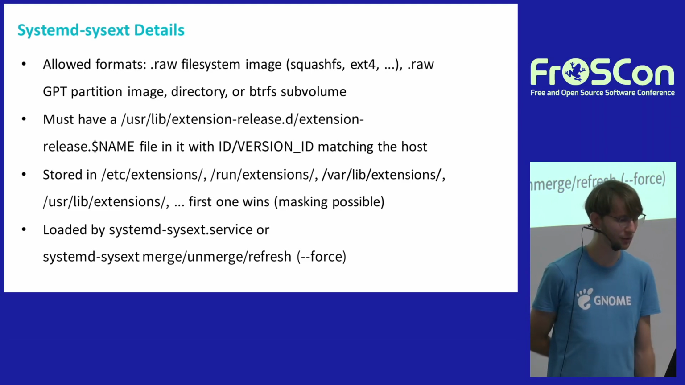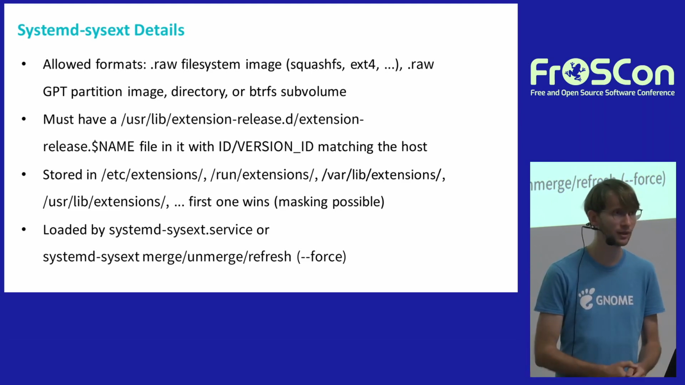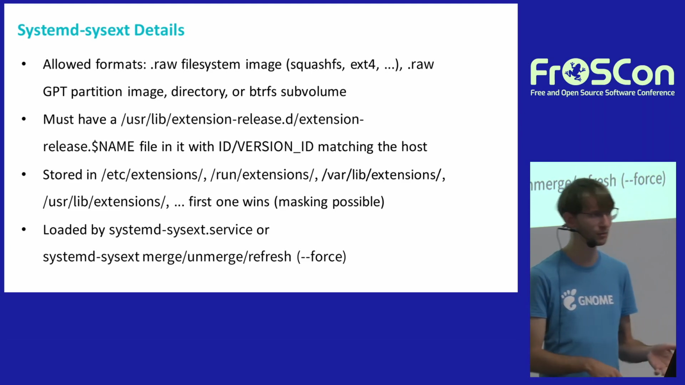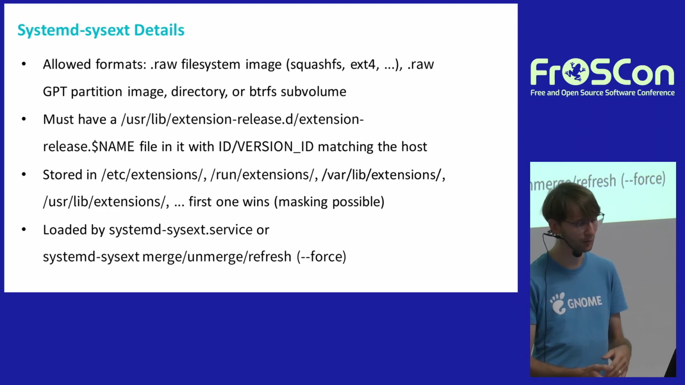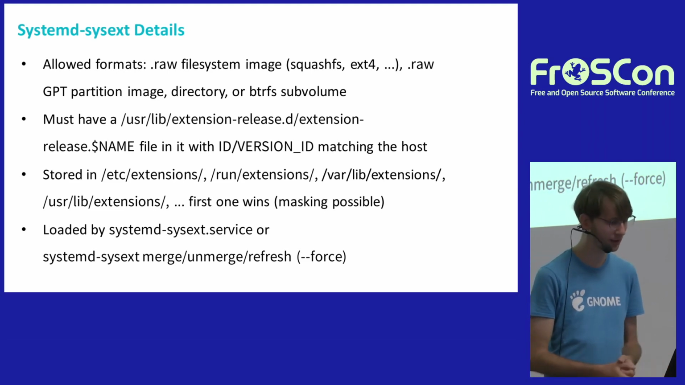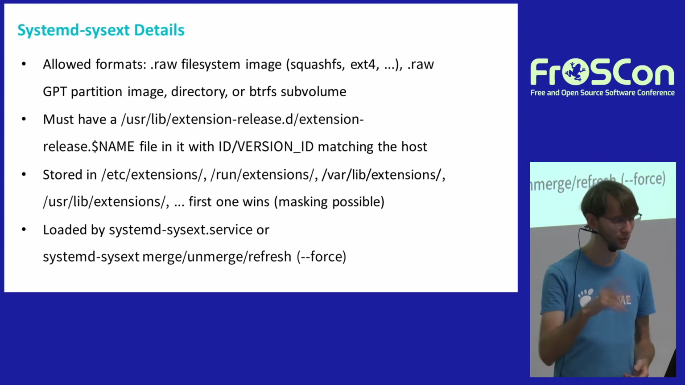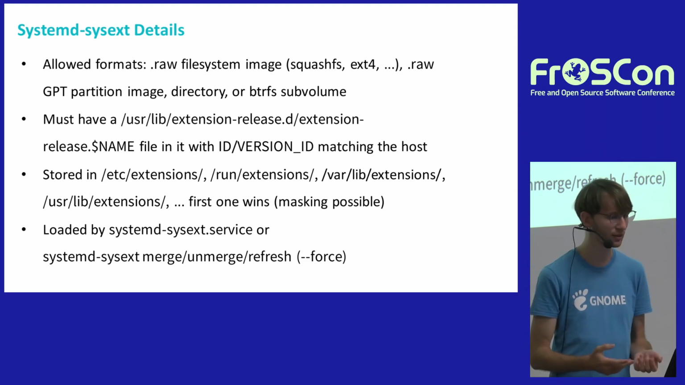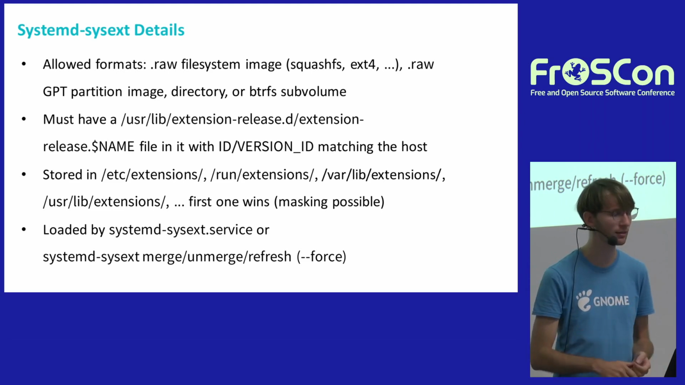Then from there it gets loaded by the systemd-sysext service, or you can also use the command directly: systemd-sysext merge to set up the overlay mounts, unmerge to unmount them, and then refresh to do both together. And --force actually skips these extension-release checks for ID and version and so on.